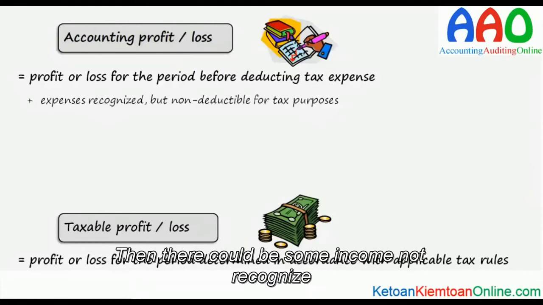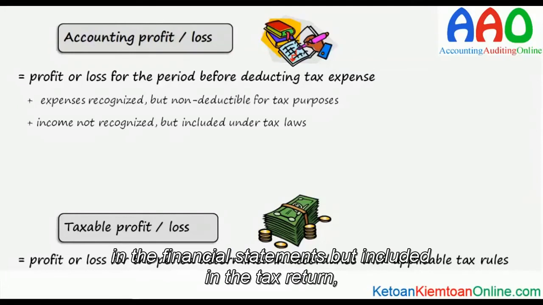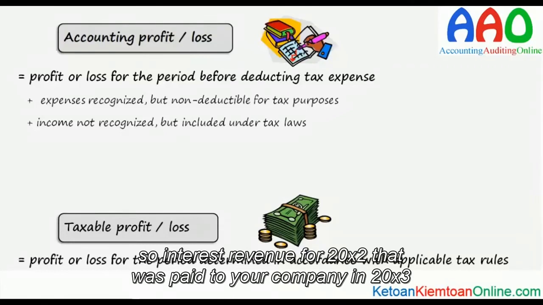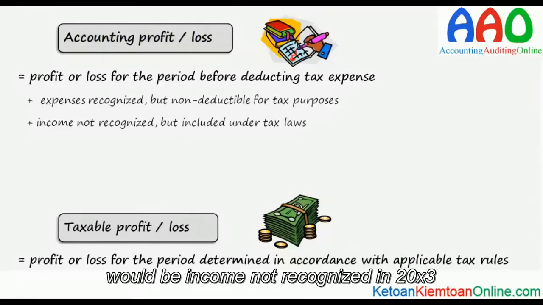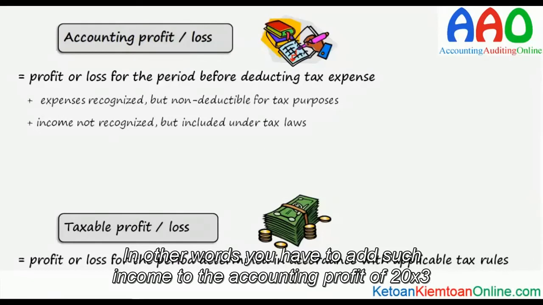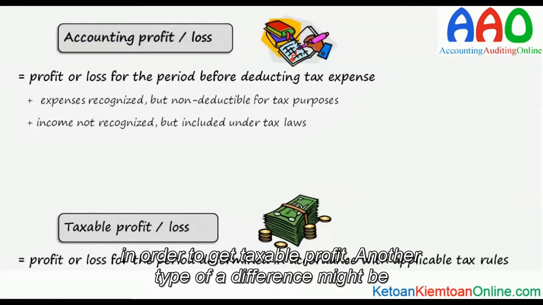to taxable profit. Then there could be some income not recognized in the financial statements but included in the tax return. For example, in some countries, interest income is taxed on a cash basis. So interest revenue for 20x2 that was paid to your company in 20x3 would be income not recognized in 20x3 but included in tax return for the year 20x3.